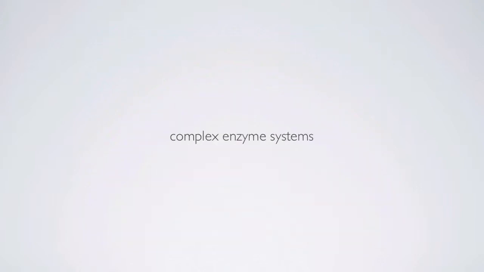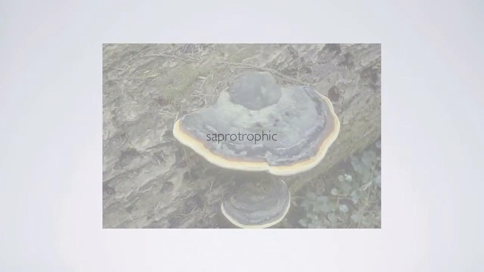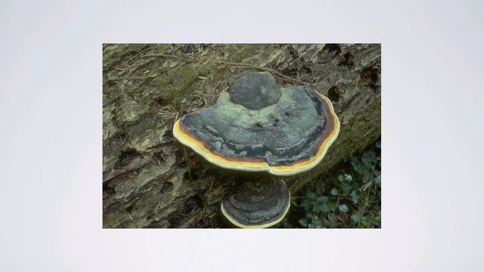Fungi also have complex enzyme systems. Basically, any different compound can be decomposed or degraded by the enzymes of fungi. In general, there are two types of fungi that are associated with decomposition. The first is saprotrophic. And the root word here, sapro, means rotten. So it's fungi that eat rotten material. This is an example of a saprotrophic fungus, but there are two major classes that we'll talk about here.